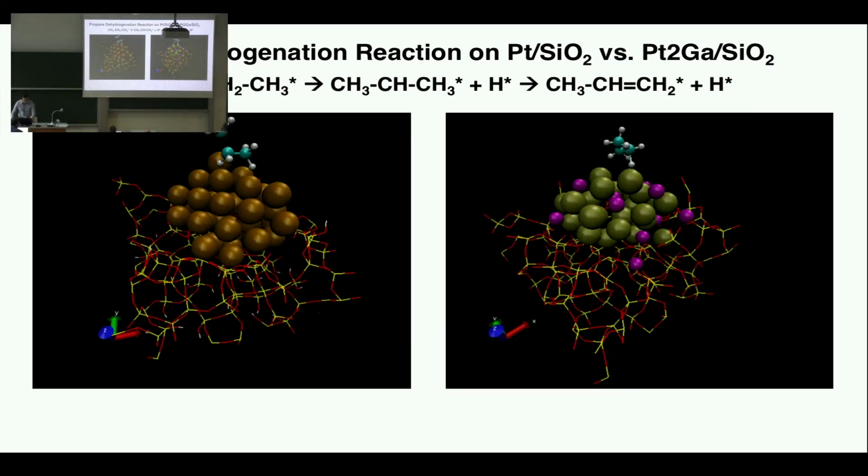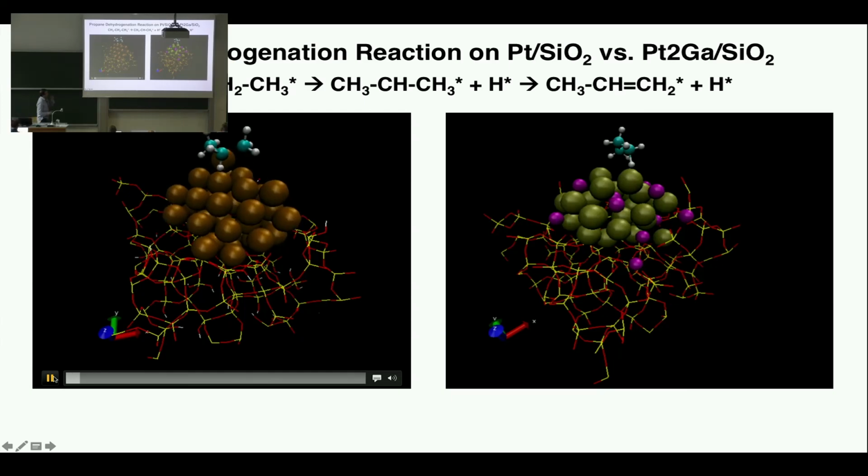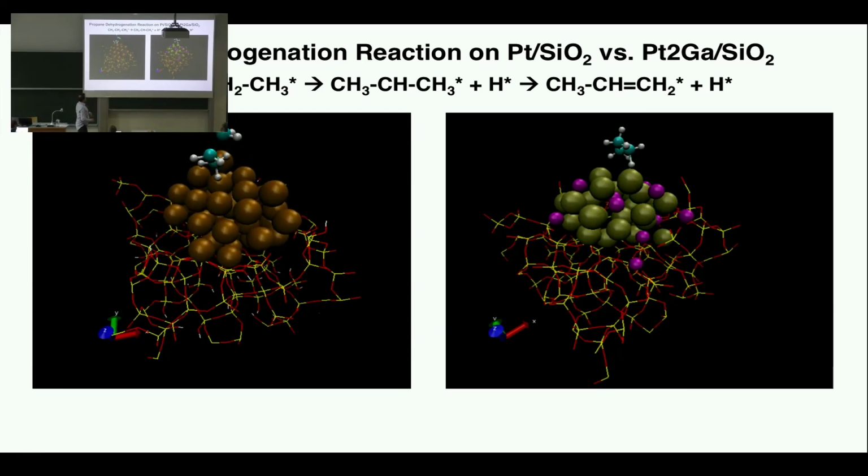So then what we did is to compare both systems. So you have the platinum, the silica support, and the propane. And then you run the simulation. This takes a lot of time, and you have to play a lot with the parameters of the hills you put, how much energy, and so on.